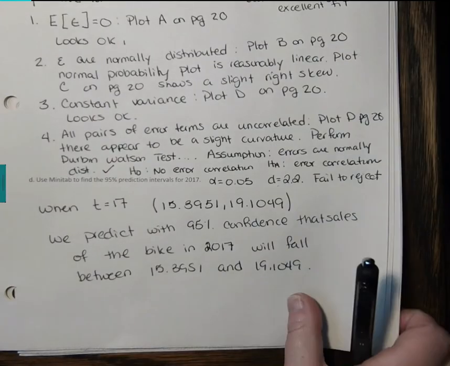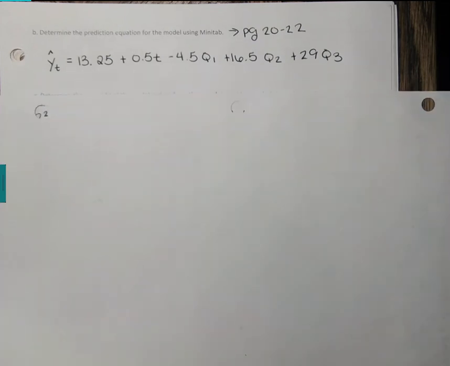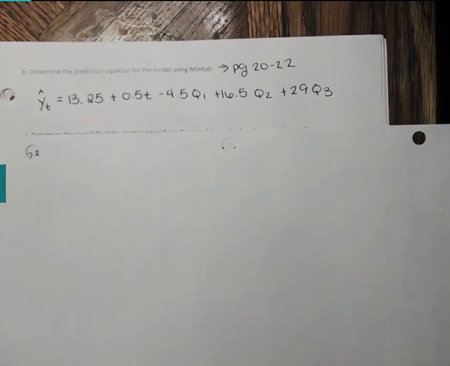All right, so we're going to continue on with this example. So first of all, I'd like you to pause. The first question asks to determine the prediction equation for this model using Minitab. We're going to look at pages 20 through 22 of the Minitab output, but pause the video and write down the prediction equation, and then we'll look at the output to see where these values come from.